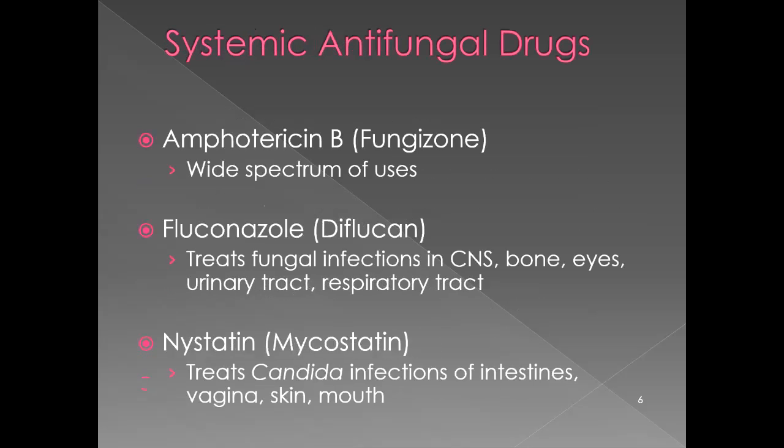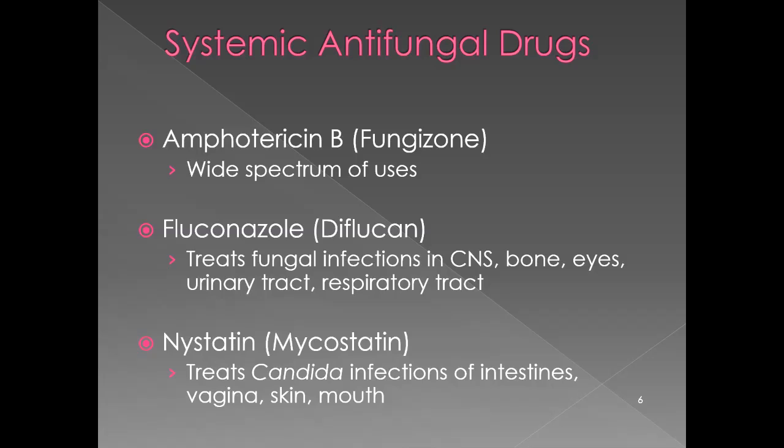Systemic antifungal drugs. So there's amphotericin B, or Fungizone. This is a wide-spectrum drug, and it's the preferred medication for systemic use. Then there is fluconazole, or Diflucan, which you'll see used quite a bit. It treats systemic and superficial fungal infections in the CNS, bone, eyes, urinary tract, and respiratory tract. It's usually given along with antibacterials due to the risk of yeast infections occurring from the antibacterials. This is in the azole class, and the most common adverse effects are usually nausea and vomiting.